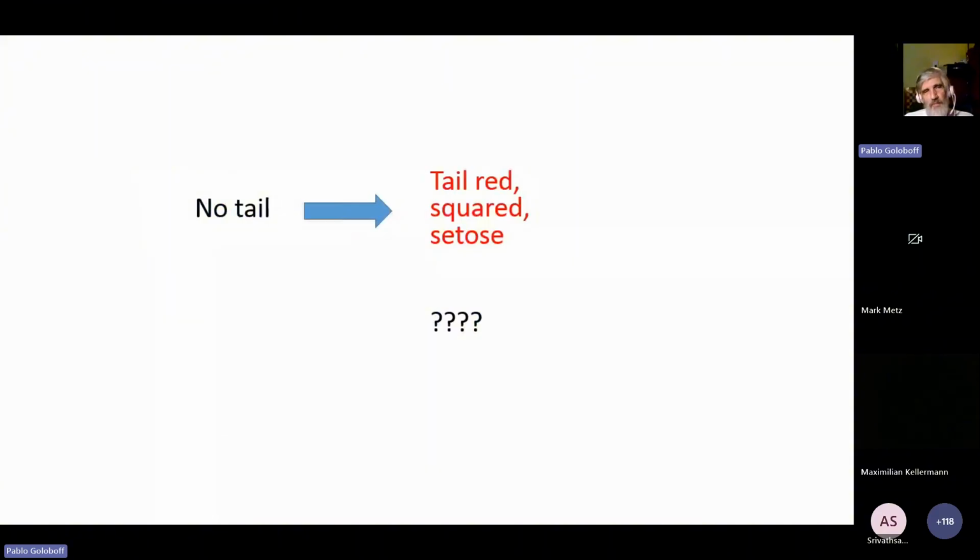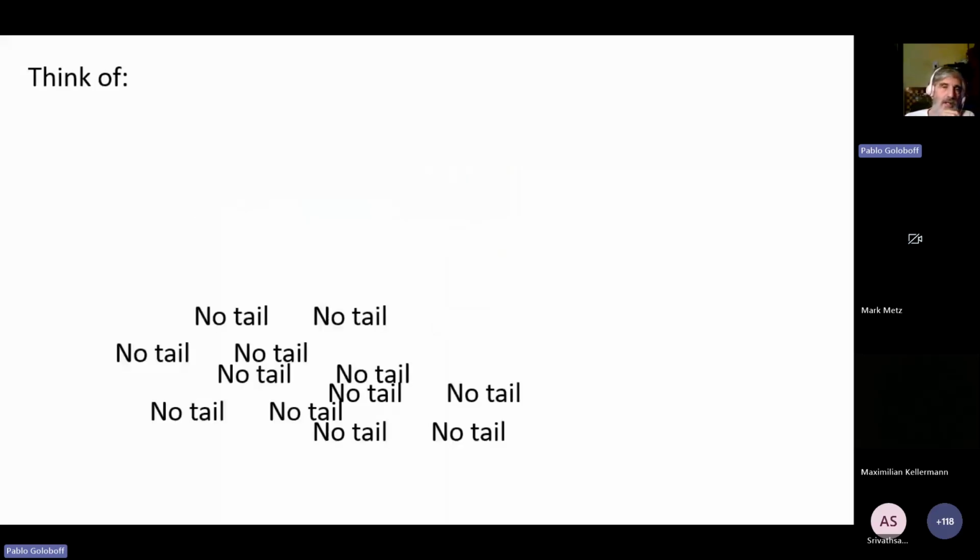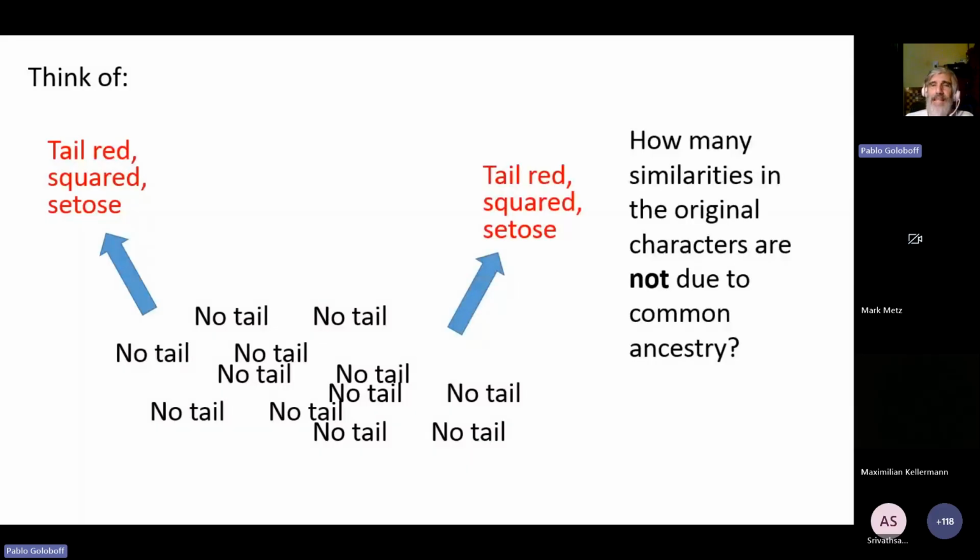So the problem is what happens when you go from no tail into a tail which is red, squared, and setose. If you want to think properly the correct way about the problem, think of a bunch of taxa with no tail, and think of what happens when in 2 different separate parts of the tree you have origins of a tail that is red, squared, and setose, right? How many similarities in the original characters are not due to common ancestry in that case? Clearly 4. 1 for the tail, 1 for the color, 1 for the section, 1 for the cover.